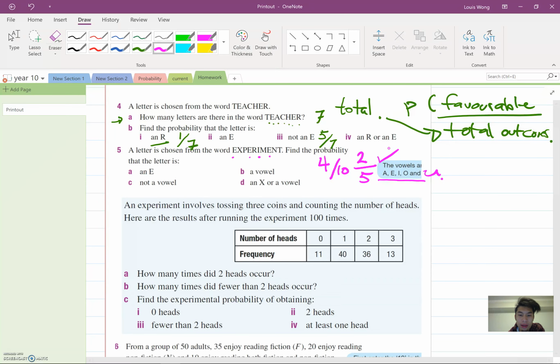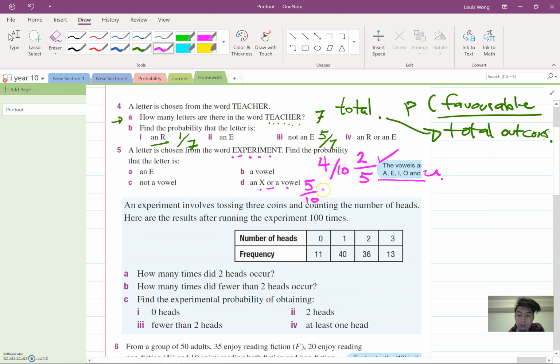Let's have a think about the next one. It's an X or a vowel. So when we're using this word OR, it doesn't matter if it's an X or a vowel, as long as it's either one of them. So how many of them are X or vowels? So 1, 2, P is not an X or a vowel, so that doesn't count. 3, 4, 5. There's one more than before. It's 5 out of 10.